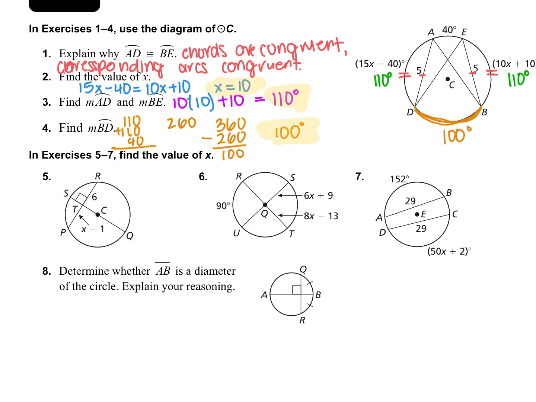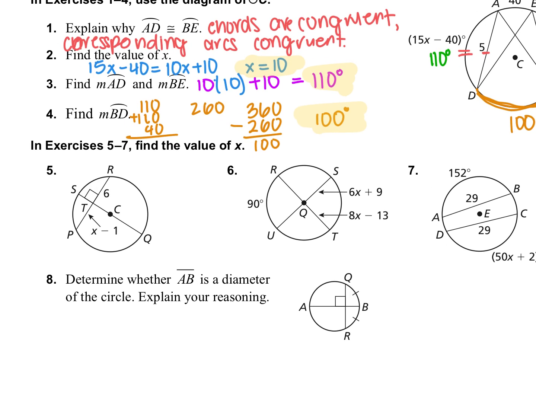All right, next. 5, 6, and 7. Again, things we have to know that are congruent. When you're looking at number 5, SQ and PR are perpendicular bisectors, okay? Because SQ is a diameter, I know they're going to be congruent. So setting this one up, you should have just set it up as x minus 1 equals 6. Add 1 to both sides, super easy. X should have equaled 7.